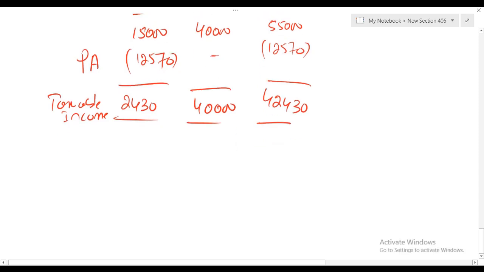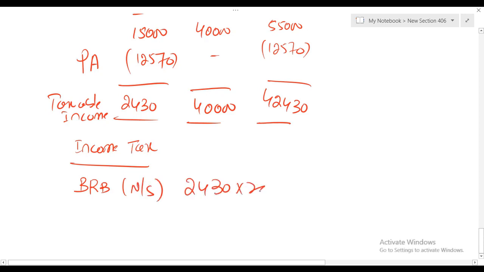Now let's go for income tax. First, we have to tax the non-saving income. The entire 2,430 of taxable income relating to non-saving falls in the basic rate band, where the tax rate is 20%. Basic rate band, non-saving: 2,430 into 20%. Let's see what we are getting. 2,430 into 20% gives me 486.